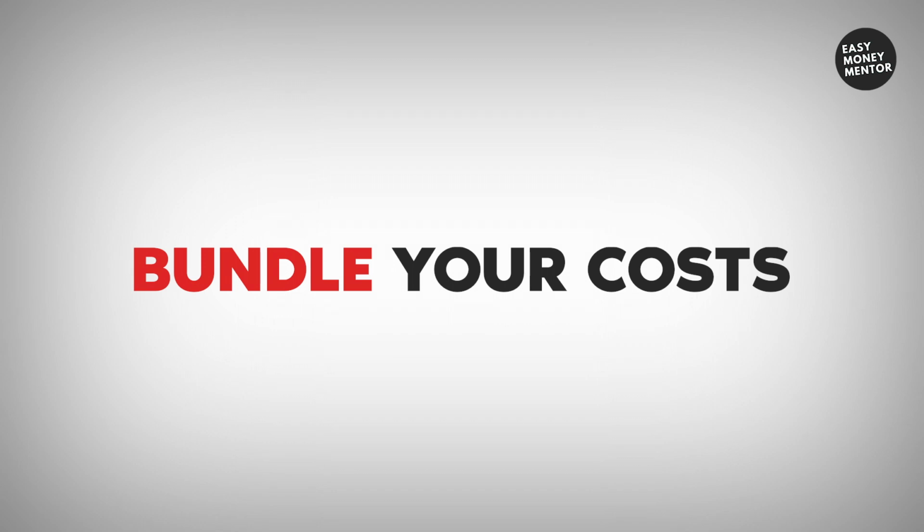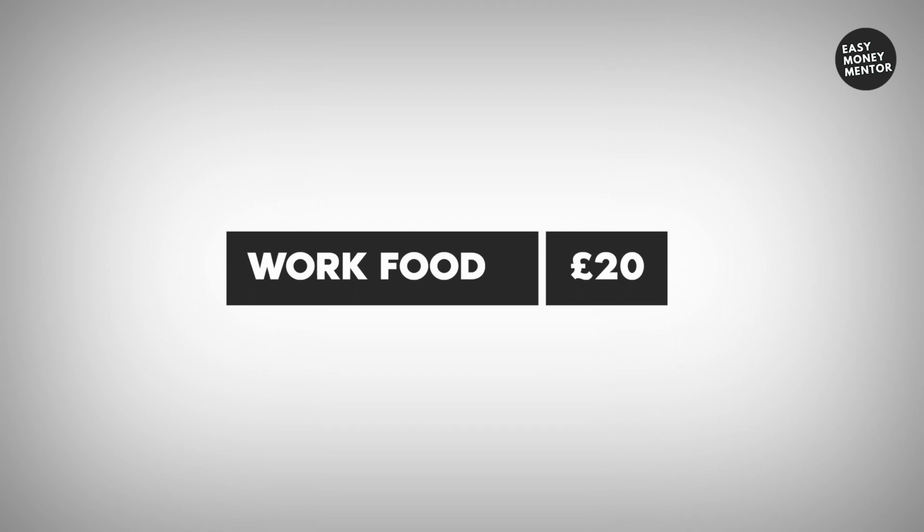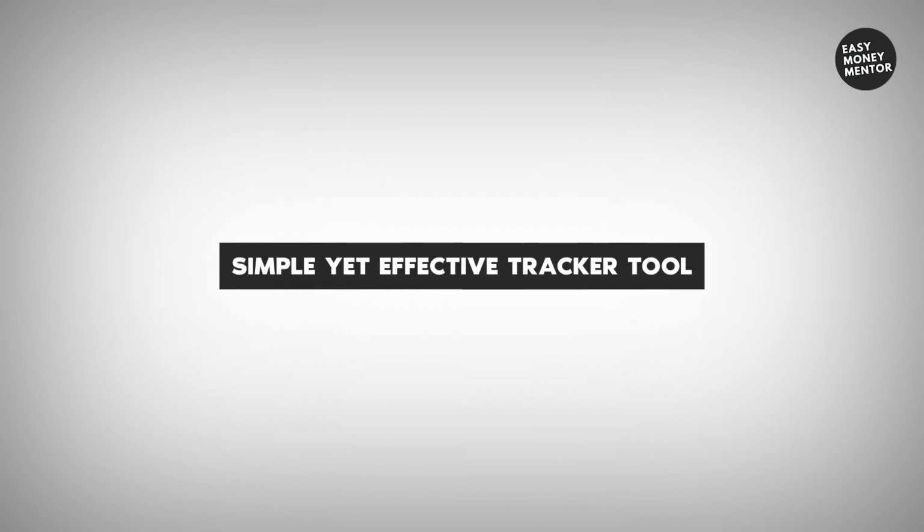To keep the tracker simple, don't include every small item as a separate line. Bundle some of your expenditure together. As an example, if you know you spend roughly £20 per week on food at work, then add this as one line in the tracker or add it to your weekly socialising costs. The tracker isn't about itemising all your items and micromanaging a spreadsheet. It is about including a cost so that you can see the impact on your future finances, giving you control with a simple yet effective tracker tool.